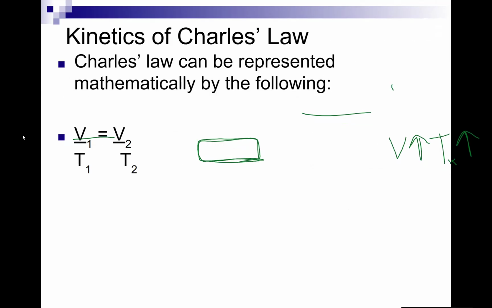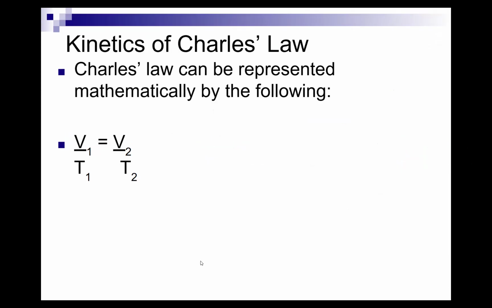Now, his mathematical law is written like this. V1 over T1 equals V2 over T2, because remember, they are directly proportional. They're not inversely proportional, they're directly proportional.